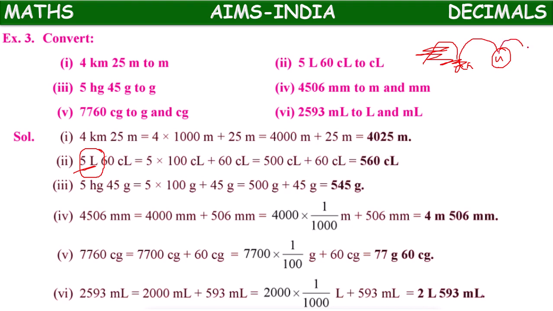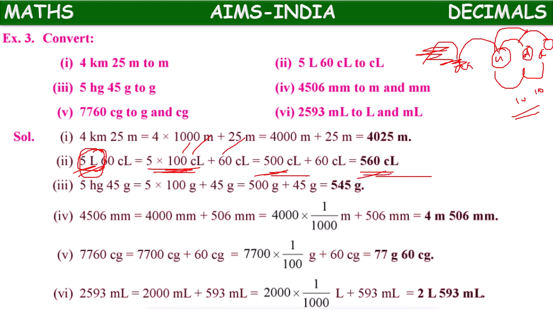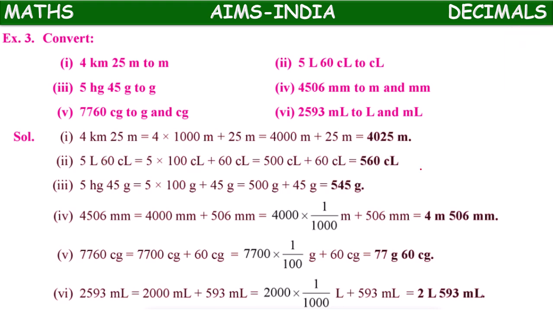Unit to deci, 1 step. Deci to centi, 2 steps. But we are going from a higher value to a lower value, which means we have to multiply by 10, 2 times. So for converting this 5 liter into centiliter, we have to multiply by 100 and mention centiliter. 5 into 100, 500 centiliter plus 60 centiliter, 560 centiliter. Next.